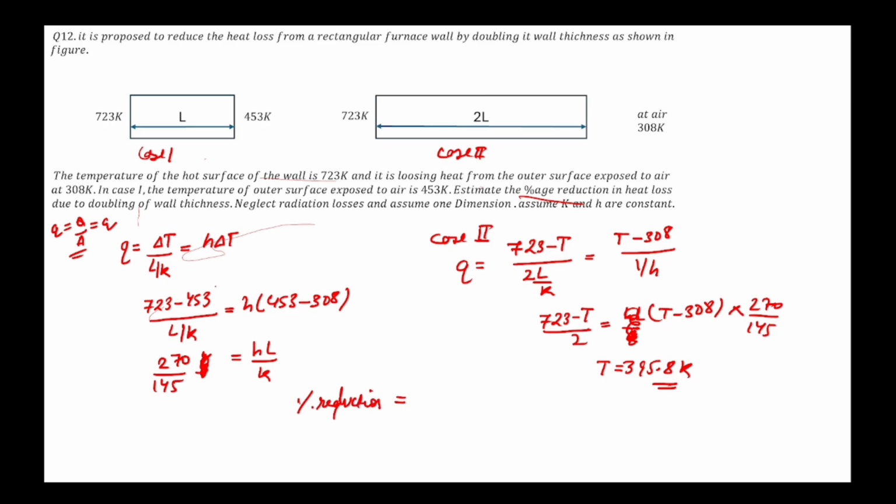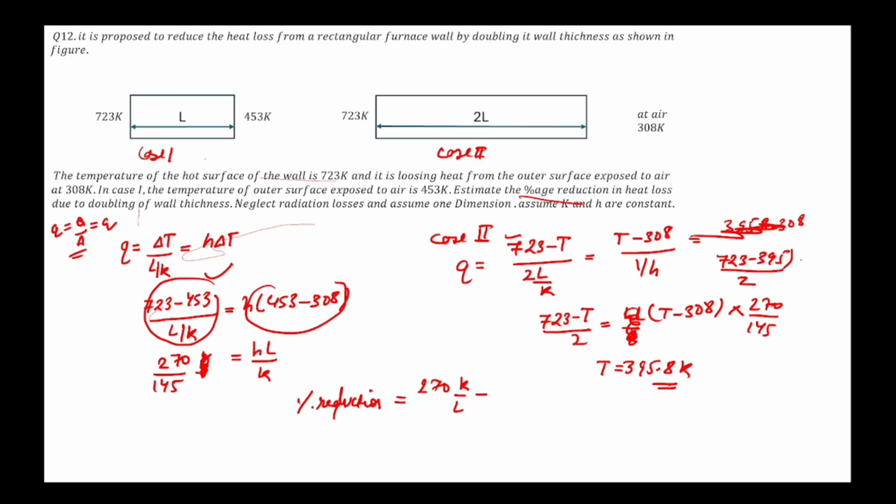Now the percentage reduction. In case first, how much is it? You can take either of the values. So it will be 270 K upon L minus case 2, where you can take either of these, 723 minus 395 divided by 2, K upon L. So it will give 163.6 K upon L divided by 270 K upon L. K upon L cancels, and it will give the value of 39.4%.